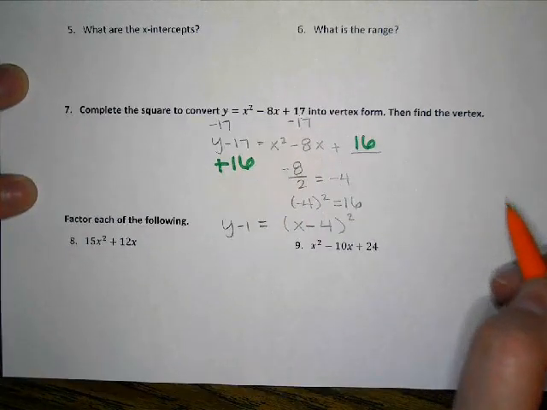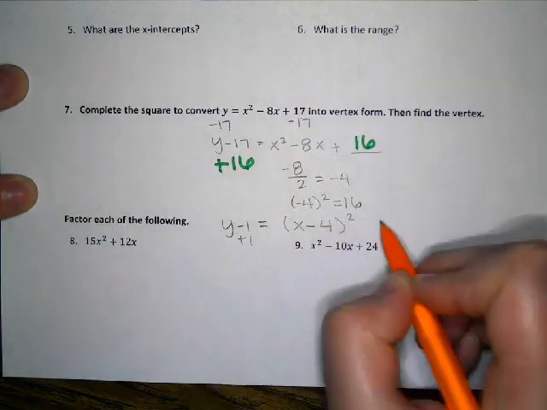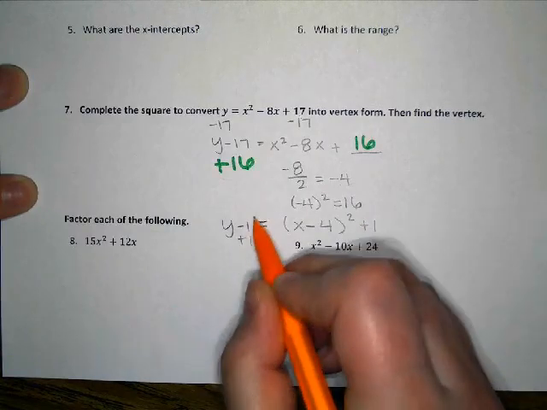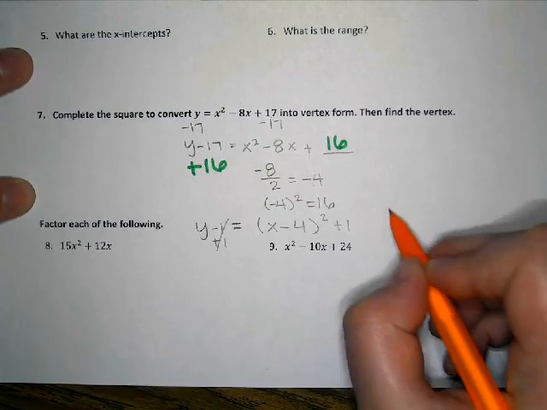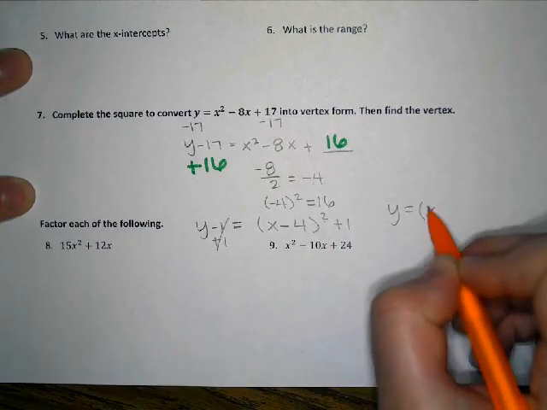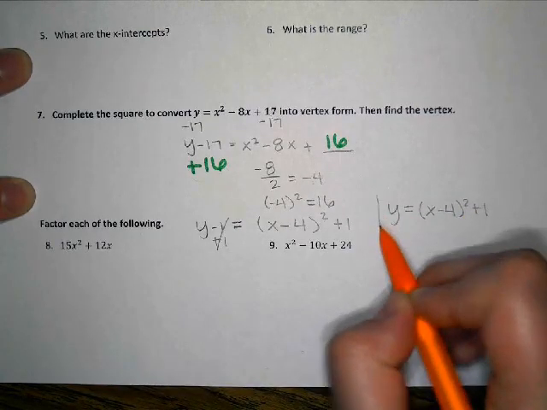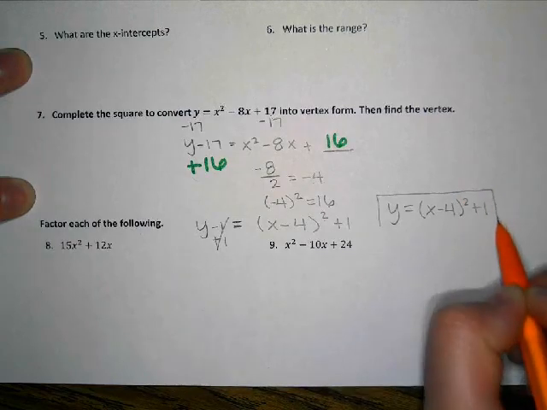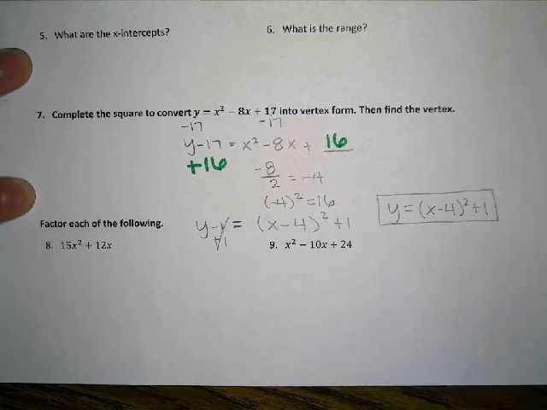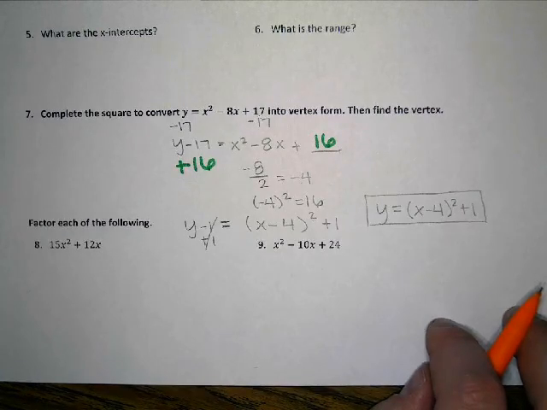Okay? Now what do I do? I add the 1 over here so I can get my y all alone. So I've got y equals x minus 4 squared plus 1. So I've done the completing the square process, and I got this into vertex form. And if somebody wanted to know the vertex, they could tell me. What is the vertex? 4, 1. Yeah. So if I wanted to know what it was, I could say.